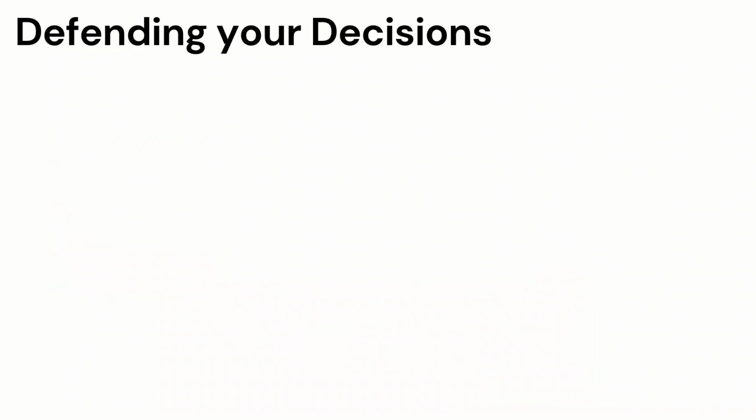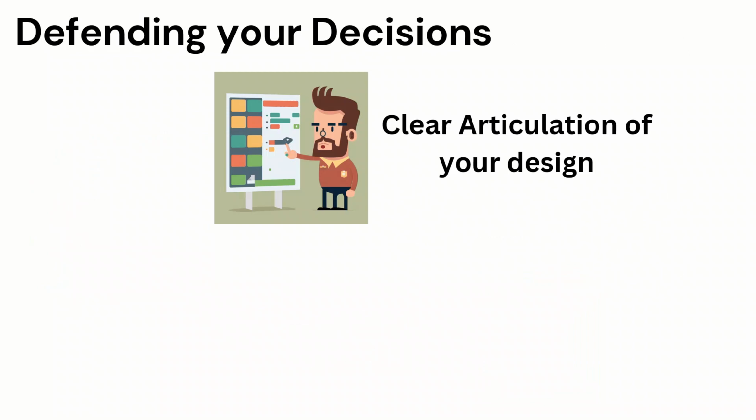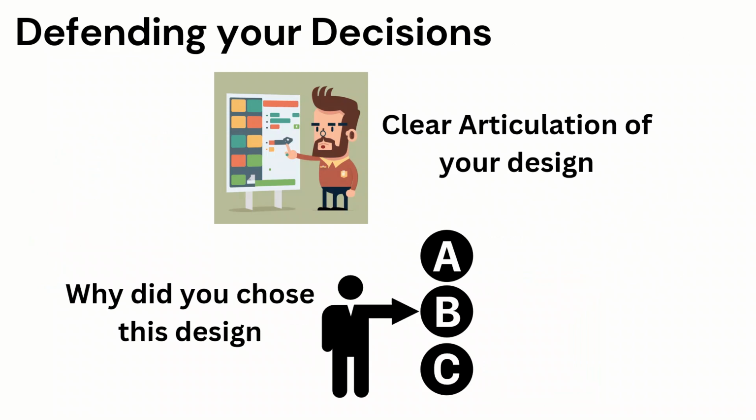Once you've made design decisions, you'll need to be prepared to defend them. This is where you'll need to be clear and concise. Make sure you can articulate the reasoning behind your decisions and how they address the constraints of the system. You should also be prepared to explain why you didn't choose other design options. Remember, there are often multiple valid design choices, but it's important to be able to explain why you made the choices you did.